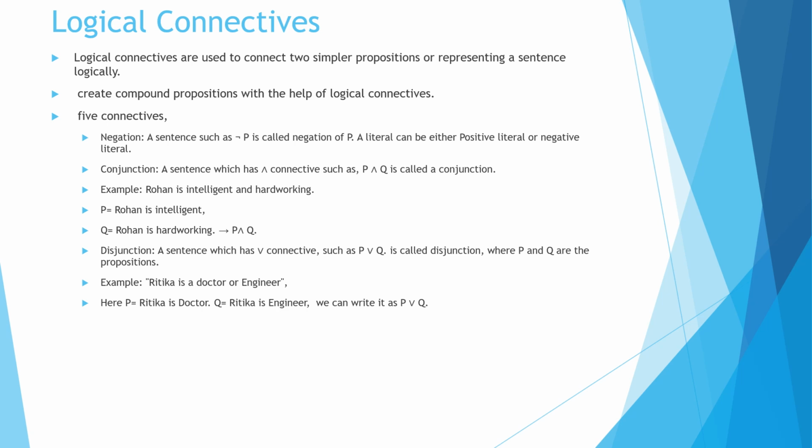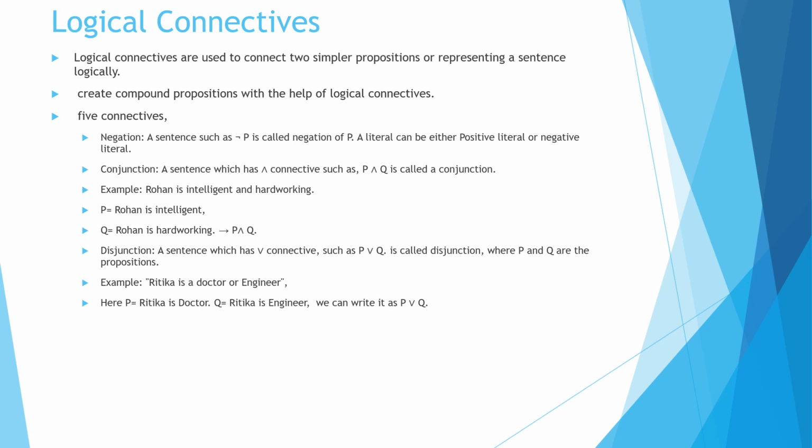And the second one, conjunction. A sentence which has a conjunction connective such as P conjunction Q is called a conjunction. Let's see one example. Rohan is intelligent and hardworking. So in this statement, we mention the logical connective and. We call it a conjunction statement.